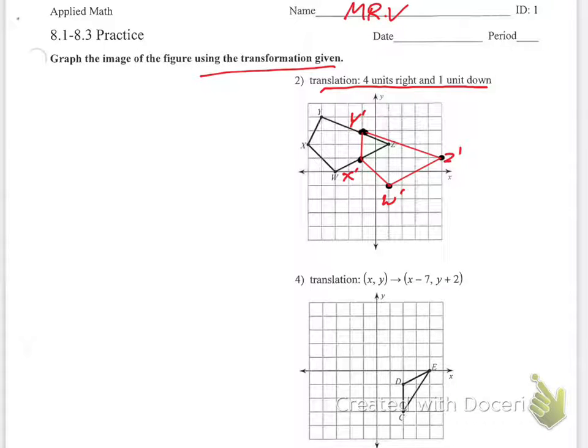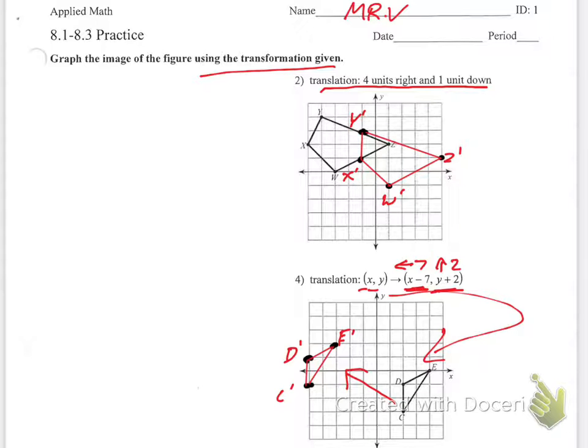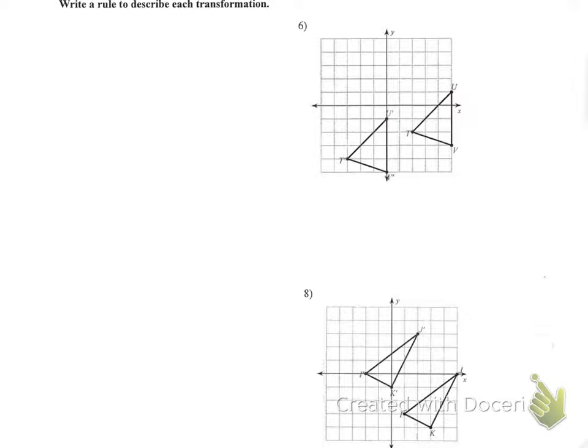Now for this one, it's saying that the original X and Y would be right here in this original image. But this is what needs to happen to each one of the points. So I'm gonna have to go to the left 7 and then up 2 for each one of these. So let me graph that real quick. And that is what you should be looking at from the original to the image. So from the pre-image to the image.